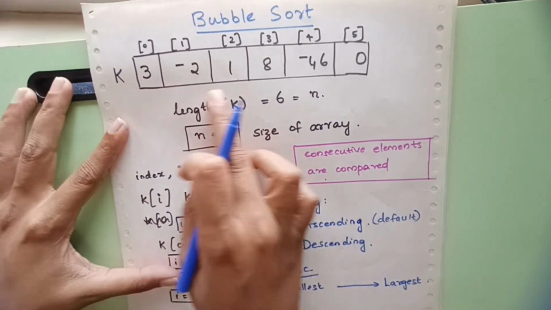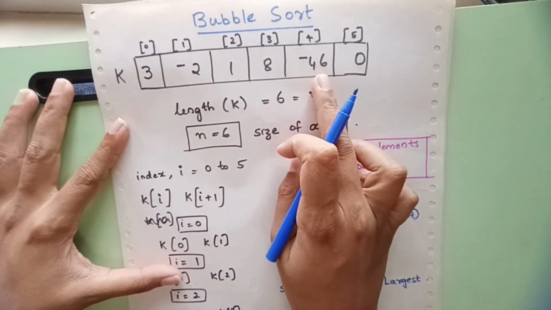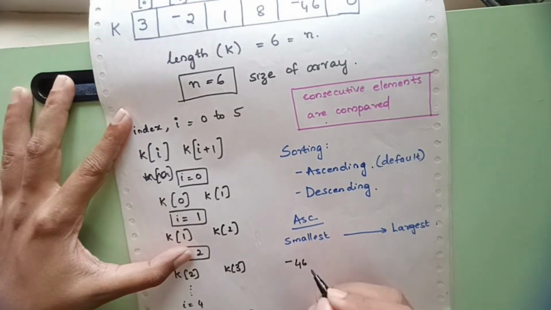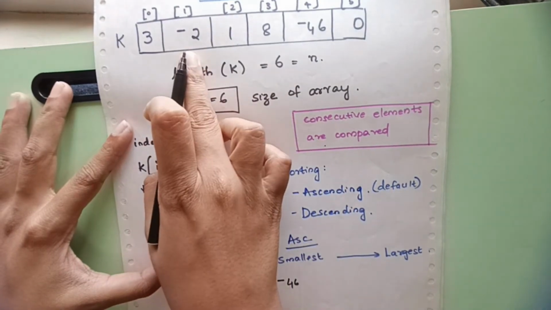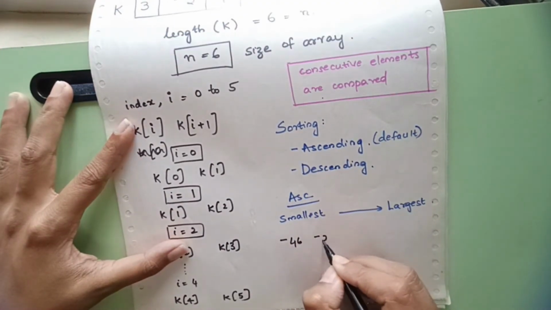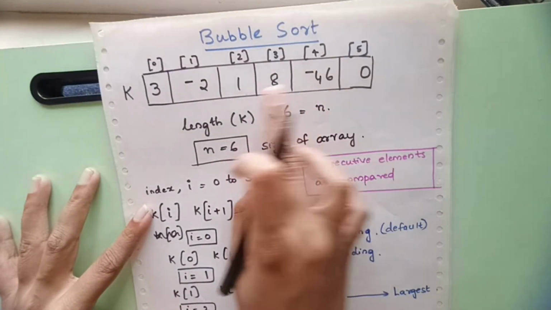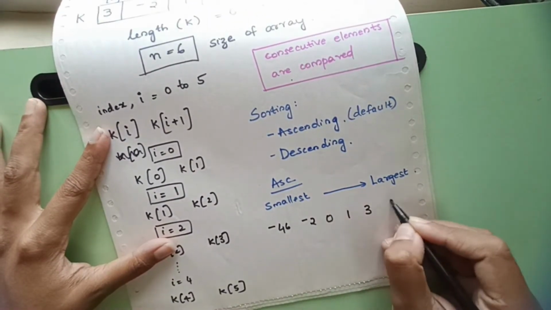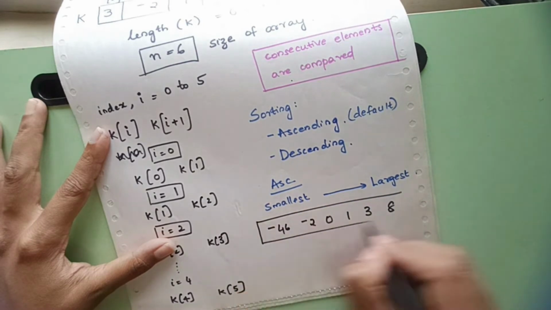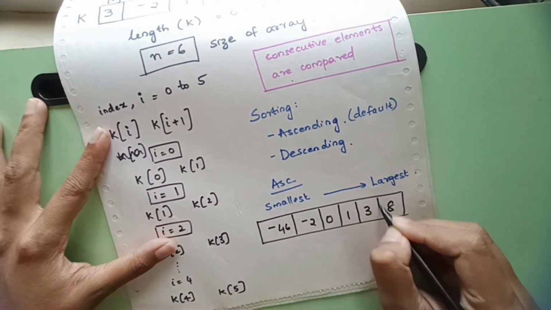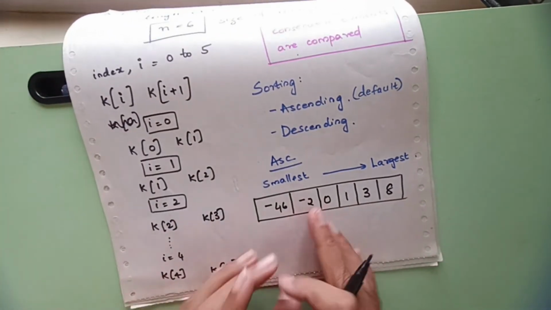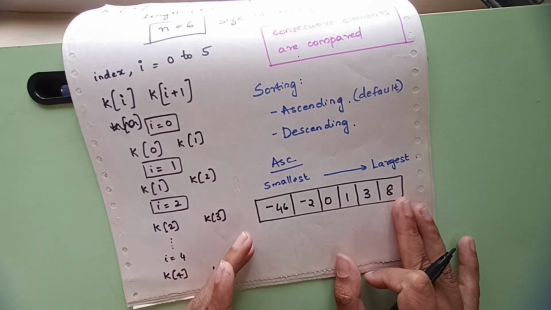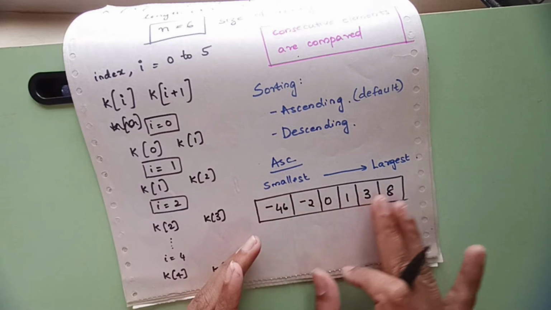So let's say which is the smallest among this given set. Minus 46, right? So minus 46 comes first and followed by minus 2 is the second lowest. So minus 2, then 0, then 1, 3, 8. So this should be our final output, right? So we can see that smallest element occupies the leftmost position and largest element occupies the rightmost position. And it is in the gradually increasing order.